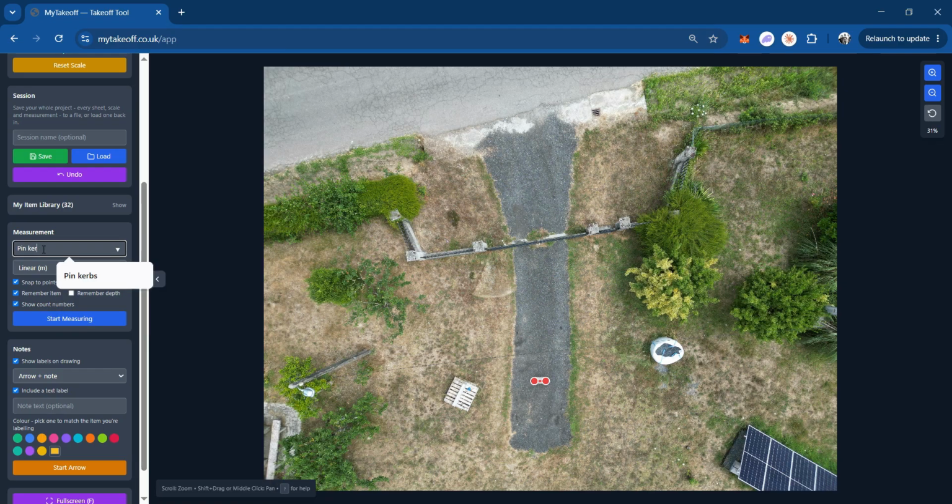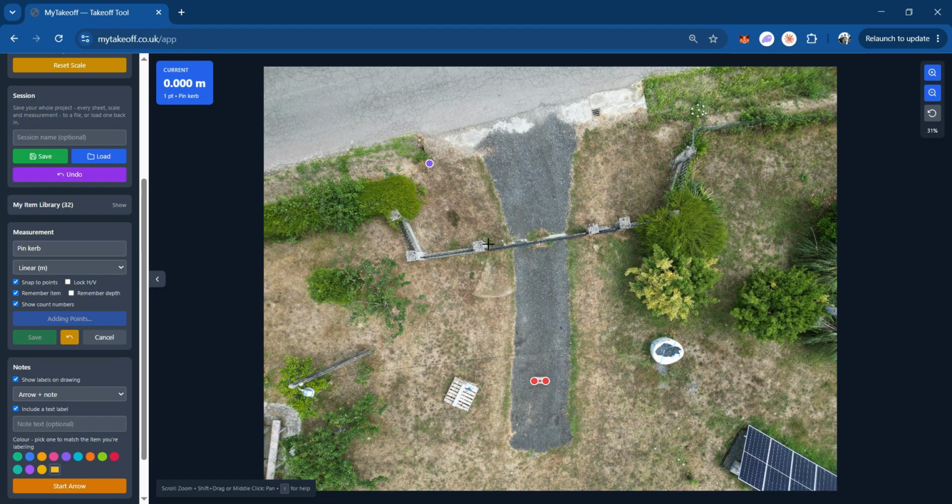pin curb and press start measuring. So basically the pin curbs ran along here, and as you can see, if you look in this top left hand corner, you can see the meterage is increasing as we measure, so we're basically measuring a longer line. If you were physically on site, you would be running a tape measure along here or a wheel to measure this.